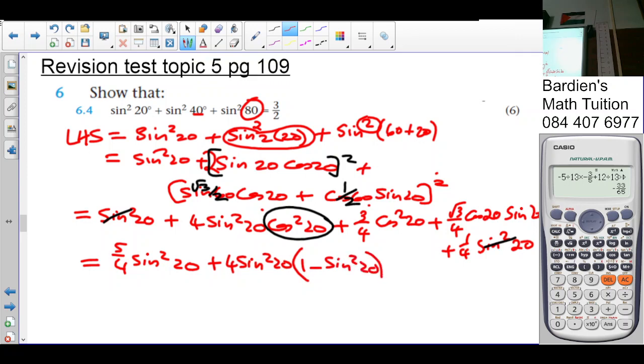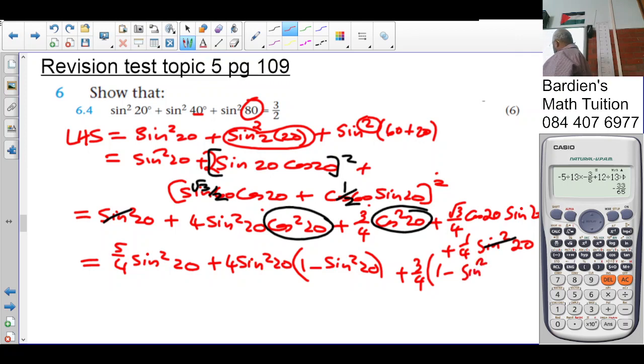The cos squared, okay, so what I'm going to do is replace this cos squared also with 1 minus sine squared. Then the like terms can add, so it makes it a bit easier for us. So it's 1 minus sine squared 20, plus the root of 3 over 4 cos 20 sine 20.